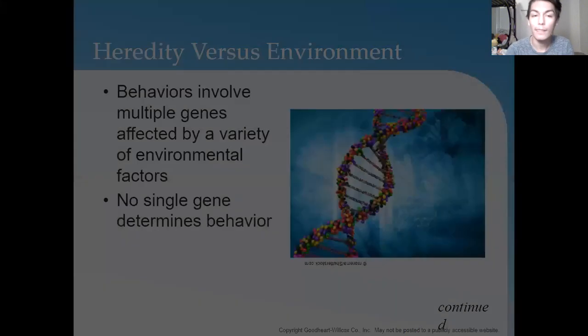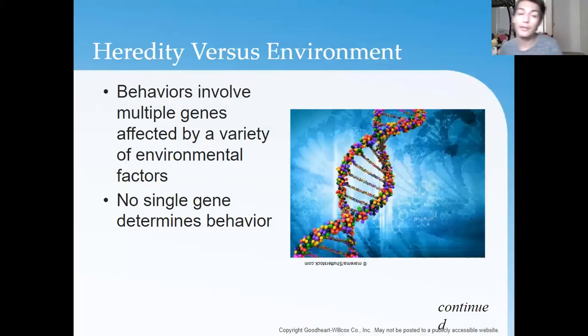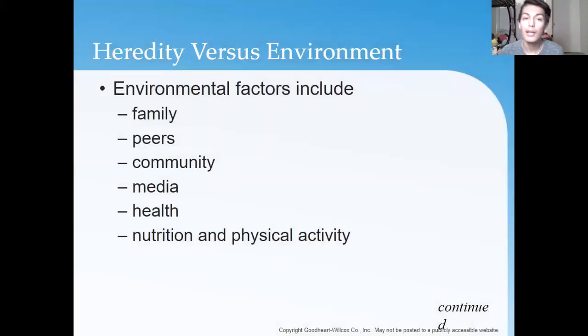Behaviors involve multiple genes affected by a variety of environmental factors, and no single gene determines one's behavior. So there's not one gene in our body that's going to determine why we act the way we act. Simple as that. And then some examples of environmental factors can include family, peers, community, media, health, nutrition, and physical activity.